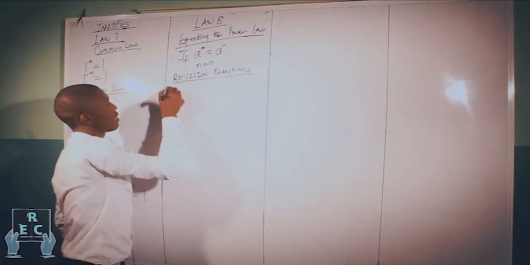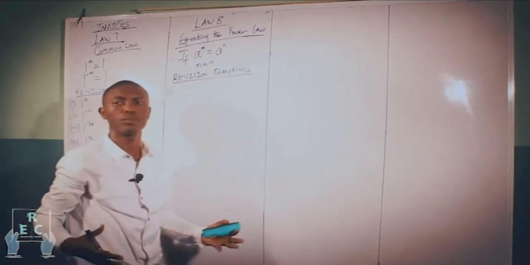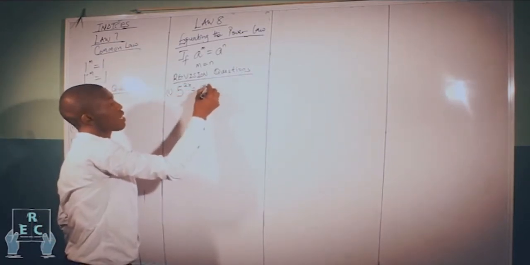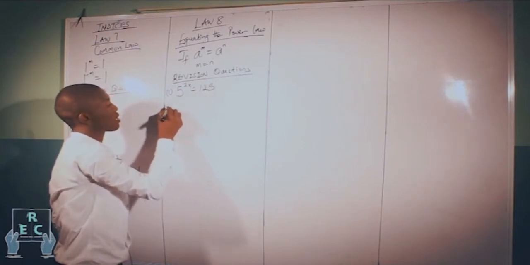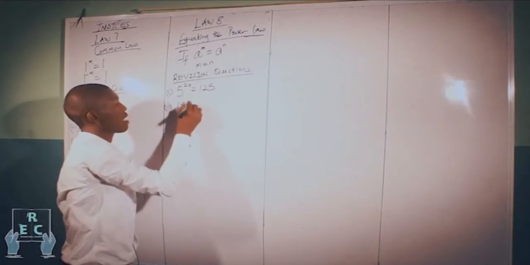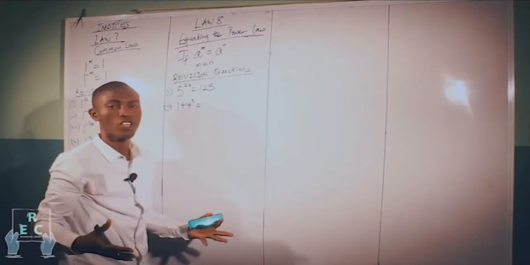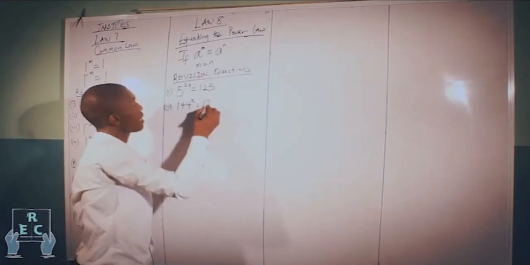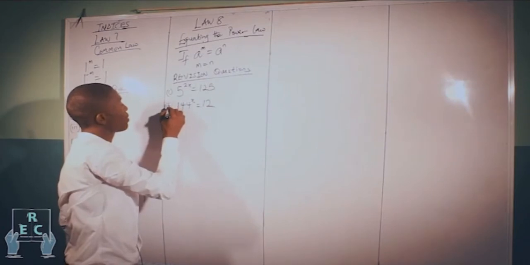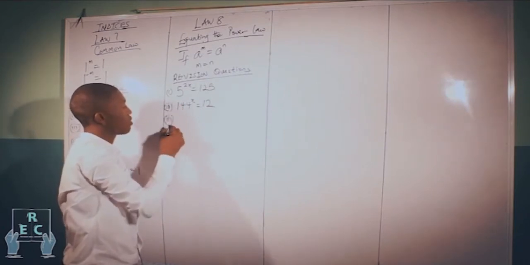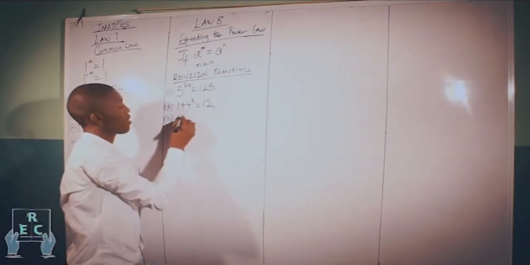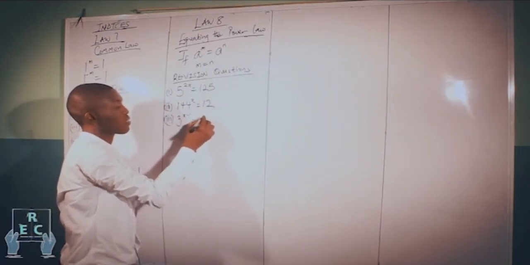All right, let's assume you are given 5 raised power 2x equals 125. Or, as another example, it could be given, let's say, 144 raised power x equals 12. The second example, or a final example, could be, say you are given 3 raised power x minus 1 equals 81.